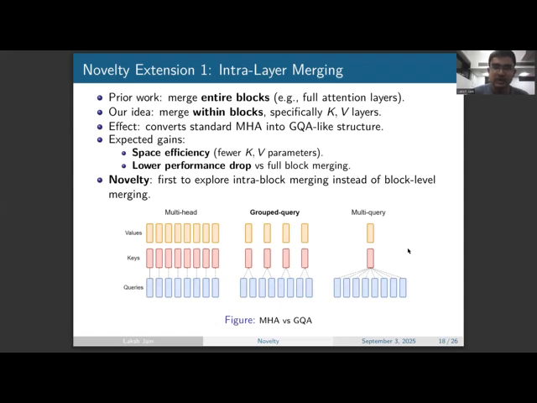So this is our proposal. Previously, they merged entire blocks. What we propose is we merge only the key and the value matrices within each block. And the merged matrix can then be used across different blocks. This will convert the multi-headed attention model into something similar to group query attention. It will make the inference faster, and it will also reduce the cache that is required, and the performance drop might be lesser, which we'll have to explore.